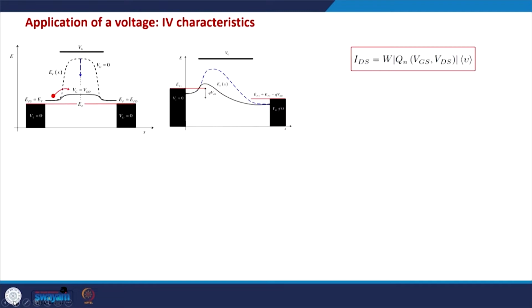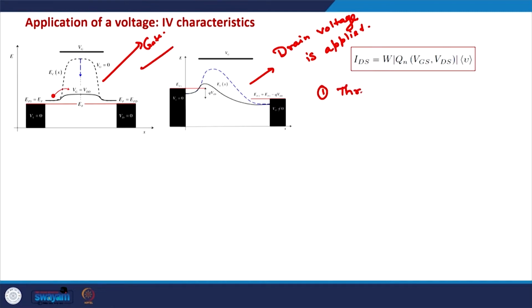This is the MOSFET barrier when the drain voltage is applied. This is the barrier when drain voltage is applied. This is the barrier when gate voltage is applied. Okay, so we also defined a quantity called the threshold voltage.